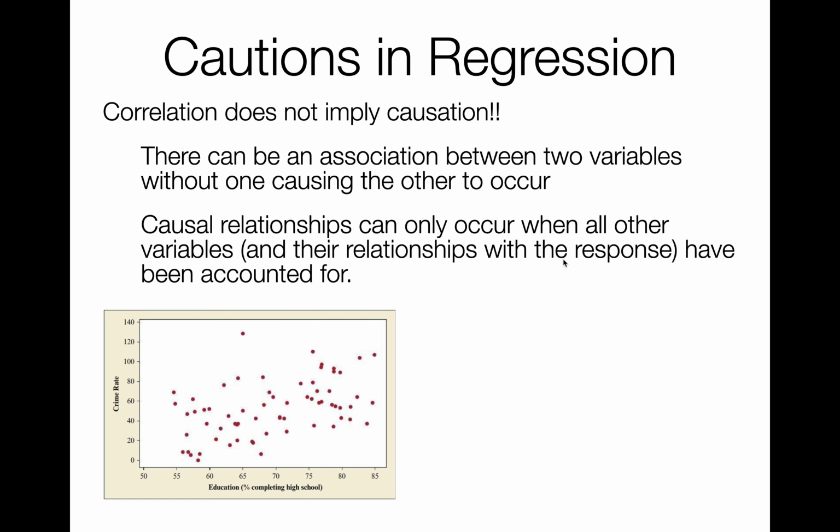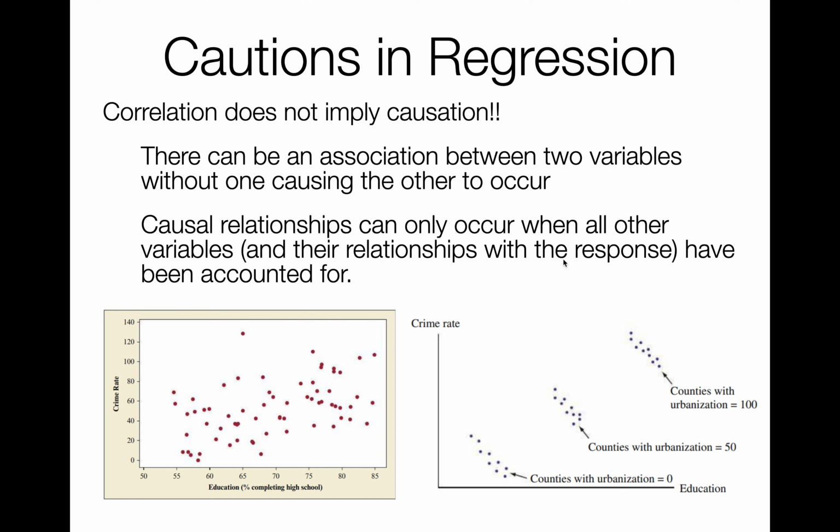Here's a quick example, and then we'll be done. Education, the percent who completed high school in a city, and then the crime rate. Clearly there looks like a positive relationship between education and crime rate. But if I add in a third variable called urbanization and look at them all together, on the left you see that the more educated, the higher the crime rate. But if you look at how urbanized a city is, then you see the relationship that you would have thought before, which are negative relationships.